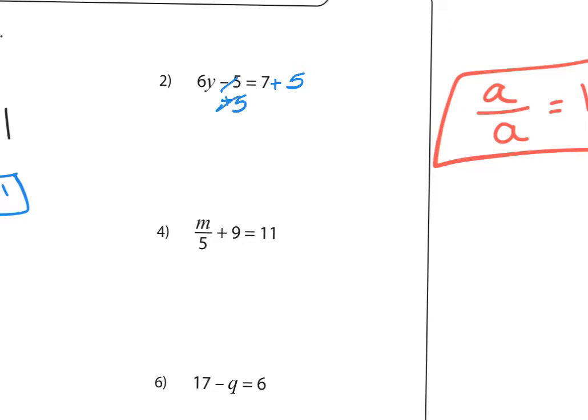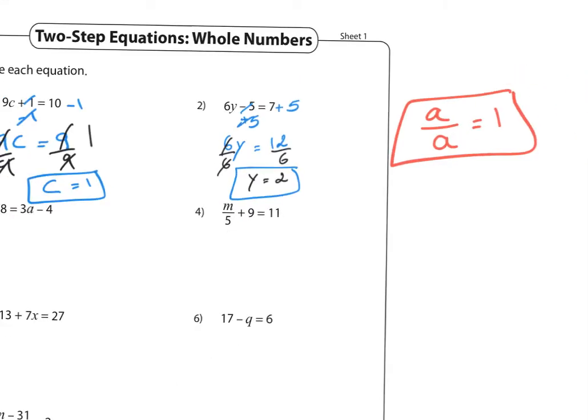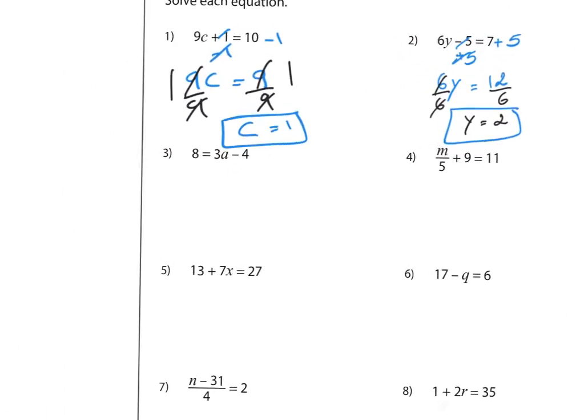So we're gonna add 5, and we're gonna have 6y equals, now 7 plus 5 will be 12. And the next step, we're gonna divide by 6 here, and that will be y equals 2. All right, so let's move on to number 3.